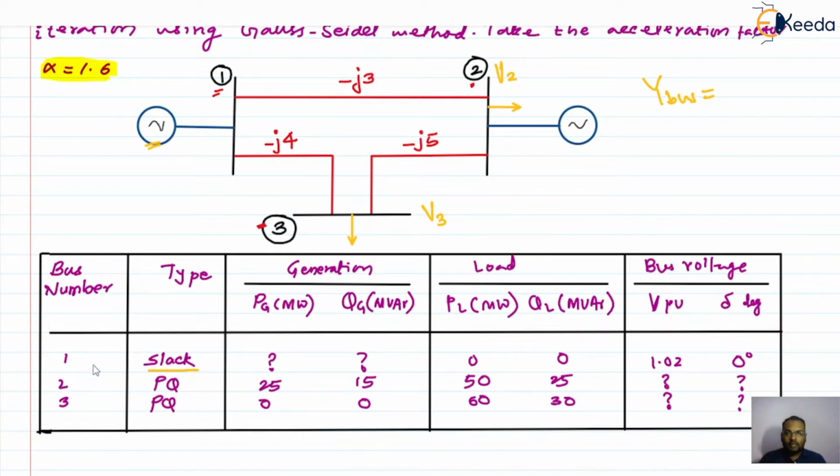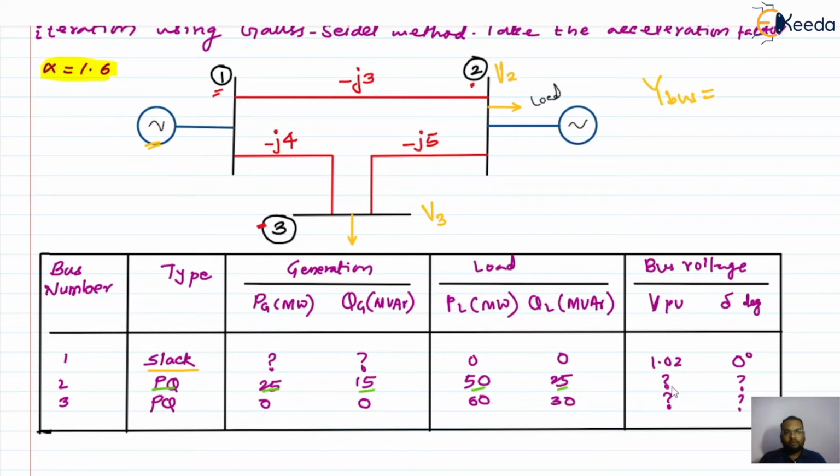Again, on the second bus, a generator is connected, and a load is also connected. This yellow line is indicating the load. In a power system, if load and generation are both connected on the bus, often that bus is referred to as a PQ bus. On the PQ bus, we have the idea of the real power and the reactive power. For the second bus, generation is 25 megawatt, the real part, and 15 MVAr, the reactive part. This is regarding the generation, and this is regarding the load: a demand of 50 megawatt real power and 25 MVAr reactive power.